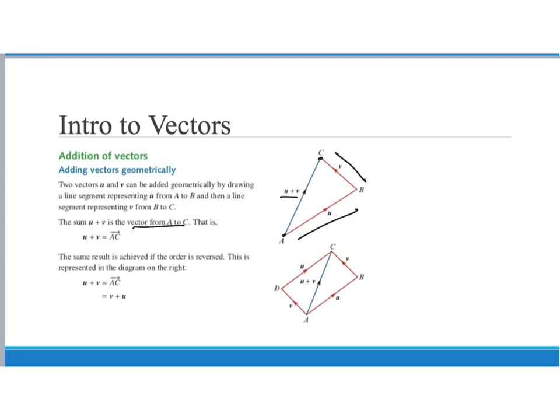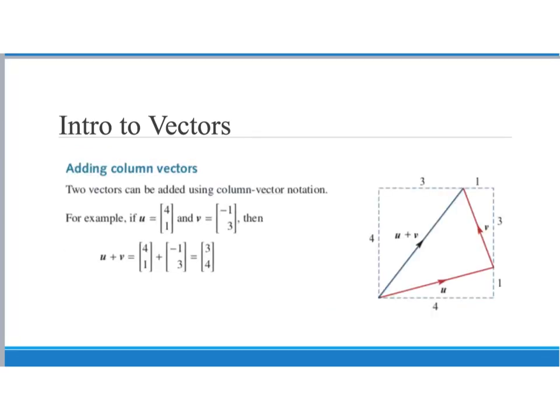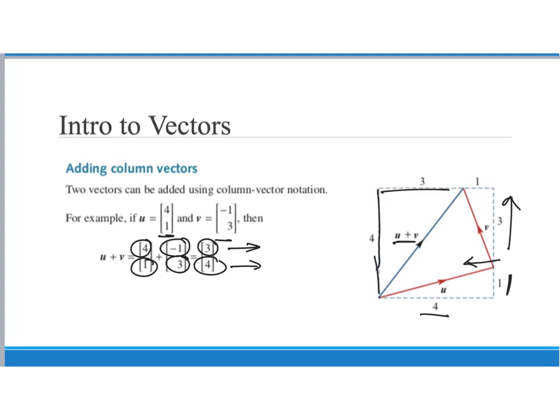The same result is achieved if the order is reversed. That is represented in the diagram on the right. So if you can imagine, we're going A to D and then D to C, but that will still give us AC. The cool thing is vectors can also be added together using their column vectors. For example, if u is (4, 1), so it's going 4 across and 1 up, and v is (-1, 3), that means it's going -1 this way and 3 up. If we add these, 4 and -1 gives us 3, and 1 and 3 gives us 4. So u plus v goes across 3 and up 4. So you can add the columns to find the resultant vector.